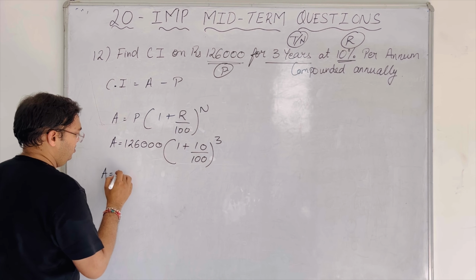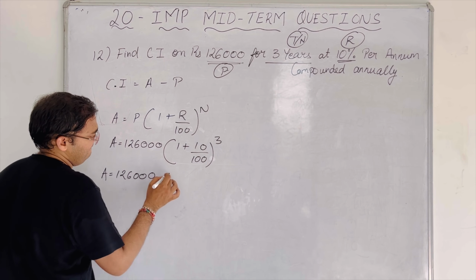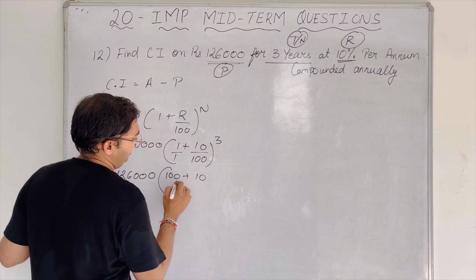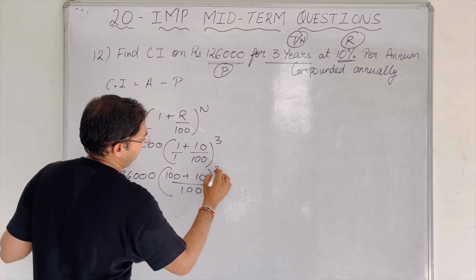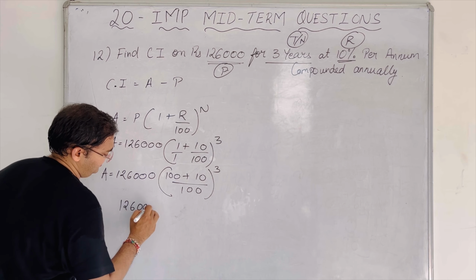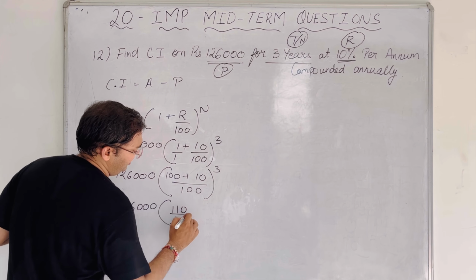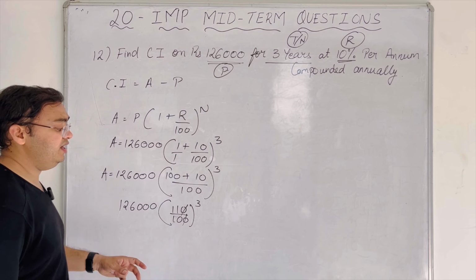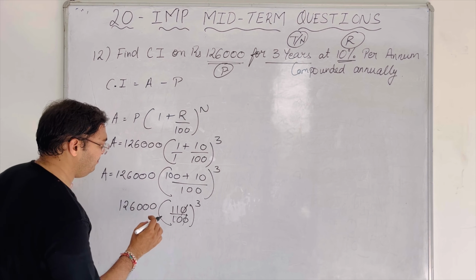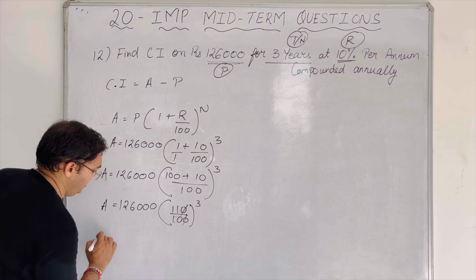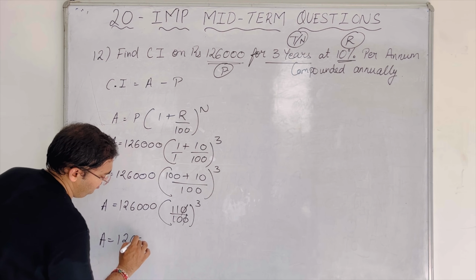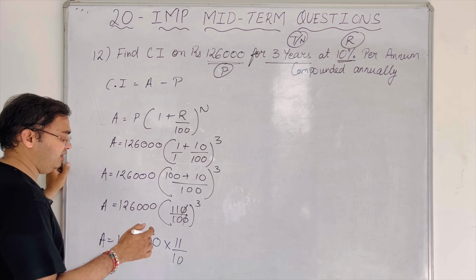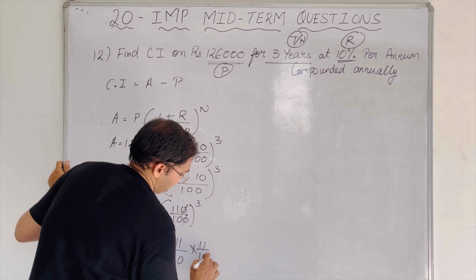So A equals 1,26,000 bracket. We will take the LCM over here, which is 100. So here 100 plus 10 upon 100 raised to 3. So 1,26,000 bracket 110 upon 100 raised to 3. That means this 0 cancels. We have to multiply 11 upon 10 three times. That is A equals 1,26,000. We are going to multiply 11 upon 10 three times.